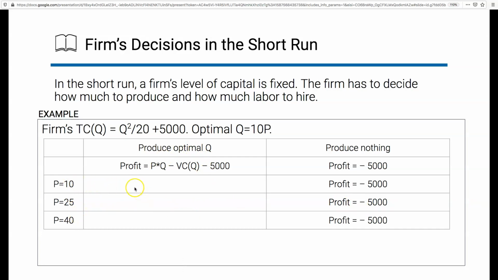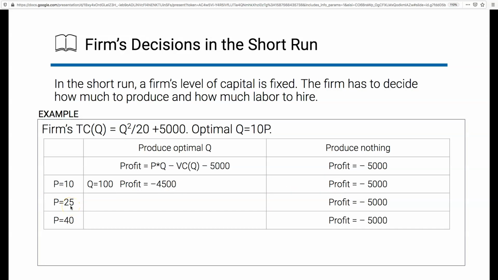So when the price is 10, optimal quantity has to be 10 times the price, 100, and the profit that you get in this case is going to be negative 4,500. So the profit is negative, but it's better than just losing the 5,000. Basically, you pay 5,000 up front, and then after you pay the 5,000, you get the 500 back in terms of revenue minus the variable costs. So you're losing money, but you're not losing as much as you would have lost by not producing anything at all.